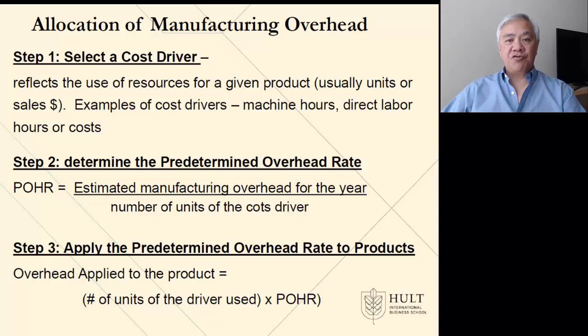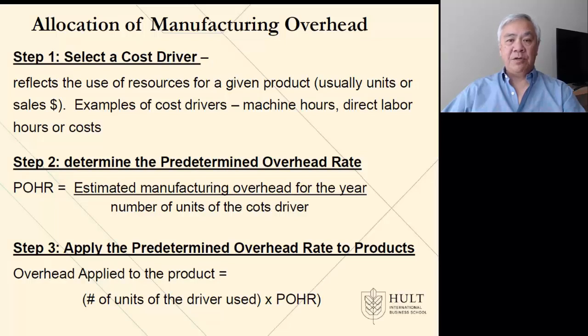First, we have to select a driver, and this is what drives the cost. What is it that is most associated with the incurring of manufacturing overhead in the product? Usually it's things like direct labor or machine hours. These are the most typical ways that we assign cost as far as overhead into products.